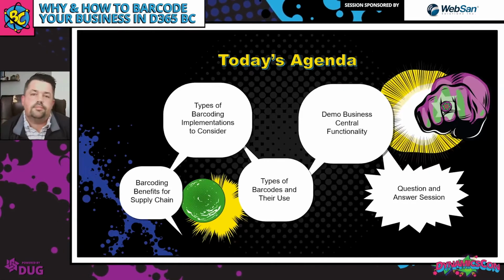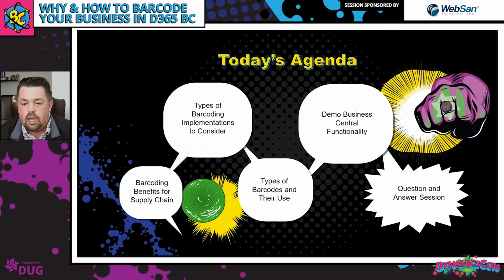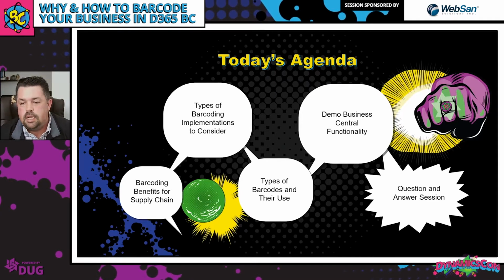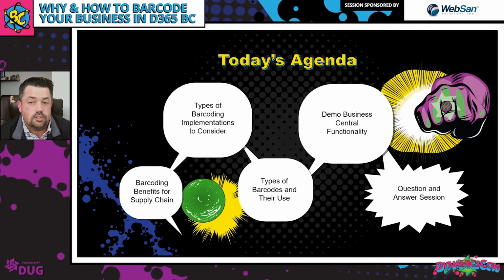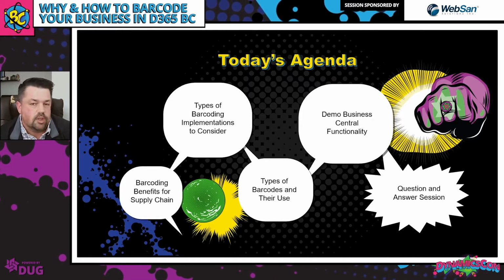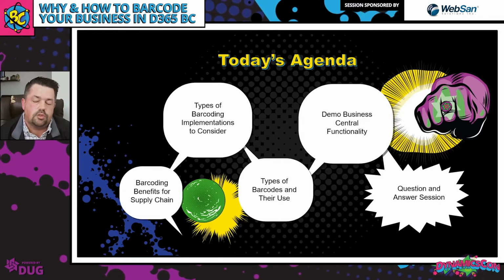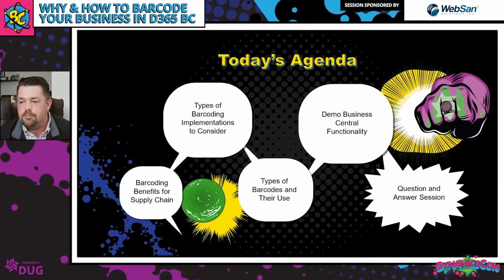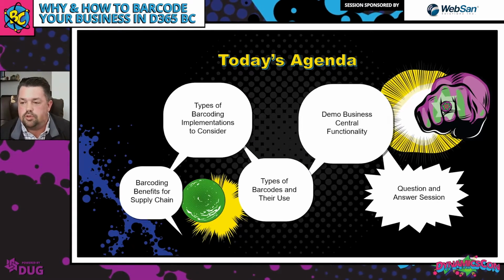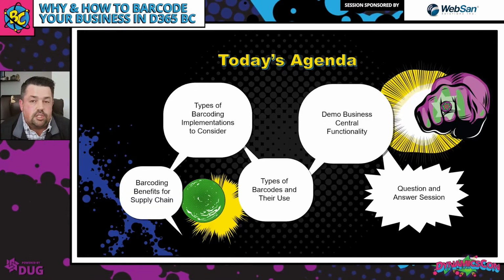Just to go over today's agenda, I really want to start the session off talking about what the benefits are of barcoding your supply chain in Business Central. We'll take a look at a couple different types of barcoding implementations for you to consider. We'll look at some of the types of barcodes that are typically used throughout the processes. And then we'll get into the software and take a look inside of Business Central to see how these implementations would work.